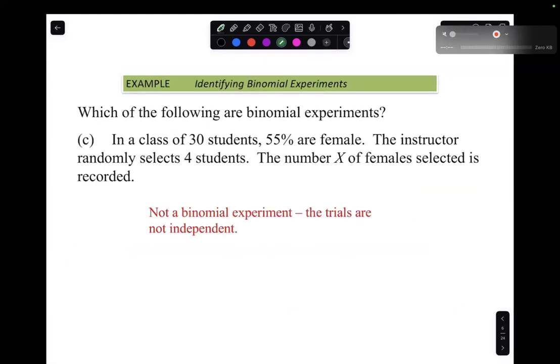All right, moving on. In a class of 30 students, 55% are female. The instructor randomly selects 4 students. The number X of females selected is recorded.